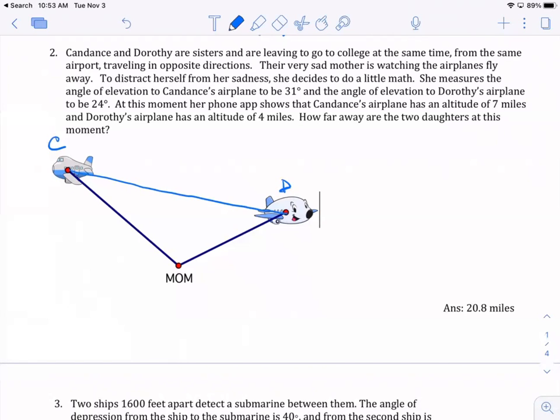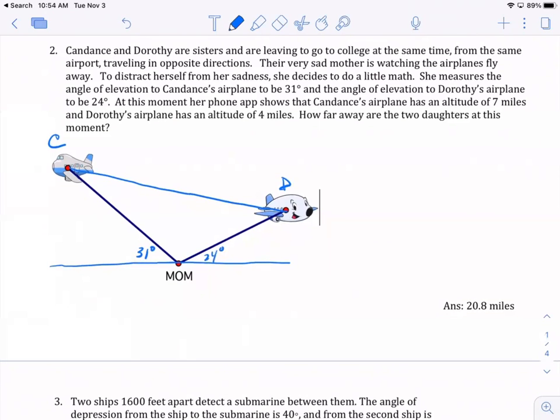Candace's airplane is supposed to have a higher angle of elevation. Okay, what else should I draw in here? The angles. Where do the angles go? It says Candace's airplane is at 31 degrees and Dorothy's is at 24. What does that mean, the angle of elevation? Isn't that the angle from where the mom is to the airplane? Yeah, from the horizontal. So we need to draw in the horizontal. Angle of elevation is always measured from the horizontal going up. Angle of depression is always going down from the horizontal. So Candace's airplane is 31 degrees, so I'm going to put in the angle of elevation there. And Dorothy's airplane is at 24 degrees, so I'm going to put in the angle of elevation there.